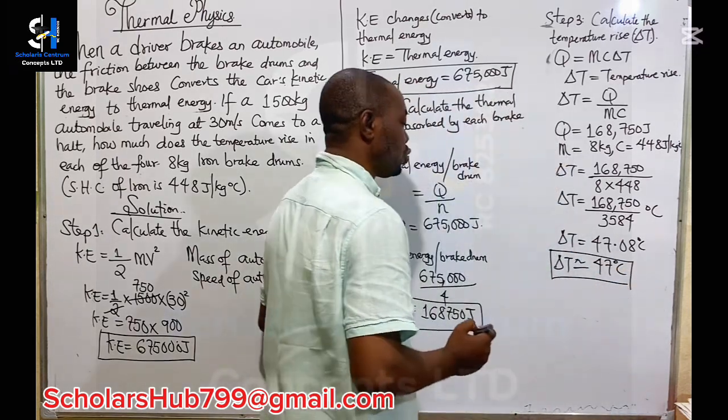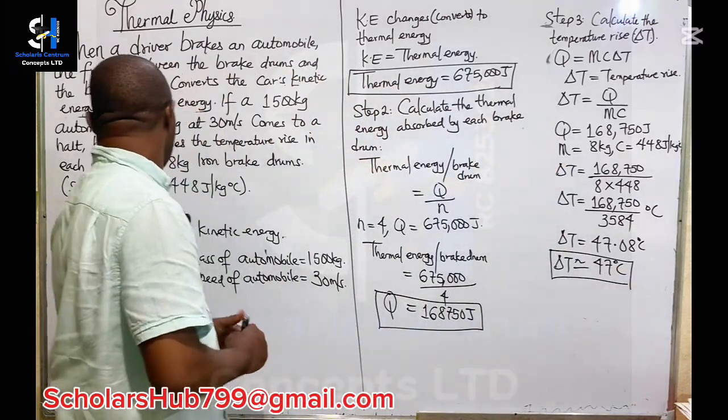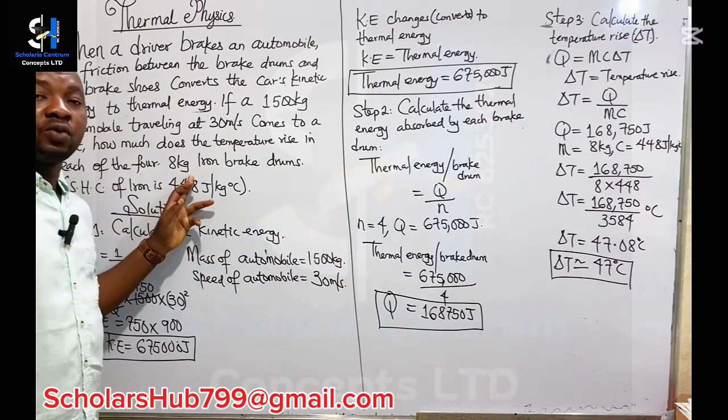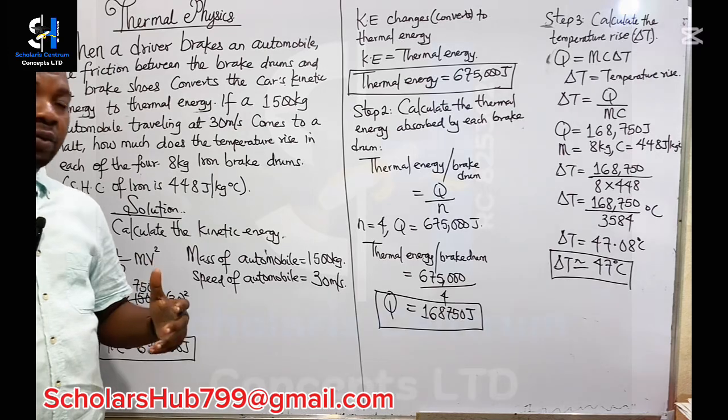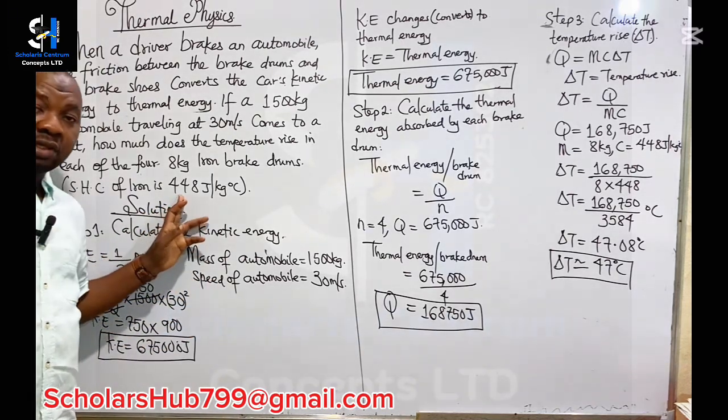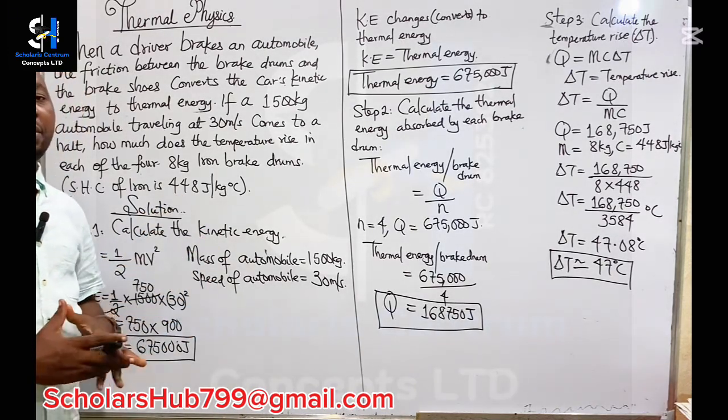So this is the temperature rise in each of the four 8 kilogram iron brake drums when the specific heat capacity of iron is 448 joules per kilogram per degree Celsius.